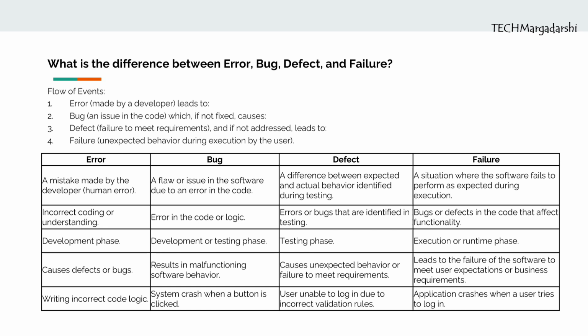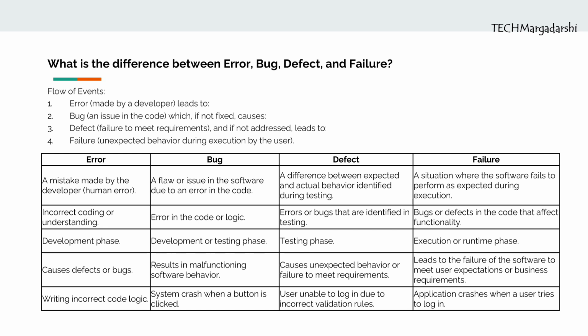Error causes defects or bugs. Bug results in malfunctioning software behavior. Defect causes unexpected behavior or failure to meet requirements. Failure leads to the failure of the software to meet user expectations or business requirements.